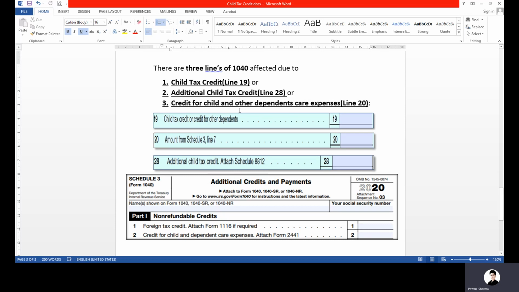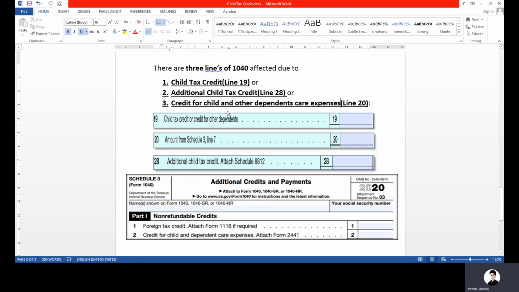Then there's a credit for child and other dependent care expenses, line 20. Line 20 amount from Schedule 3. Schedule 3 of 1040 looks like this. Additional credits and payments. First is foreign tax credit. Second is credit for child and dependent care expenses, Form 2441. There's a bit of calculation in this. We will discuss that too. Okay, so this is all about the 3 lines which are being affected by child tax credits and dependents.